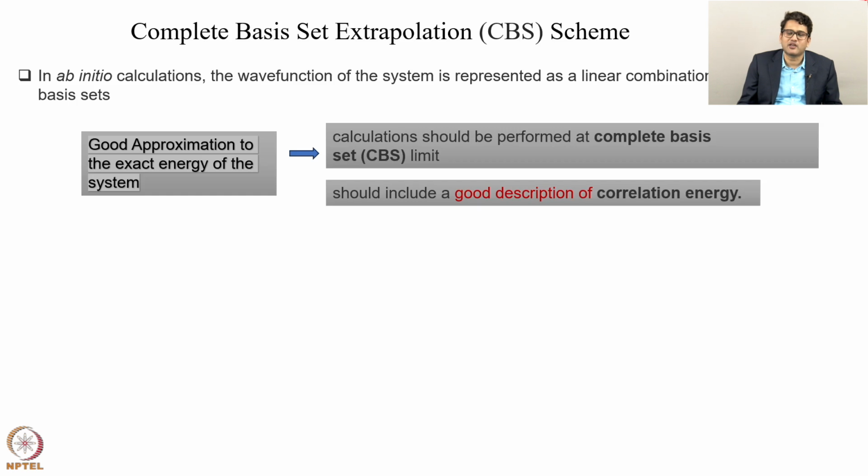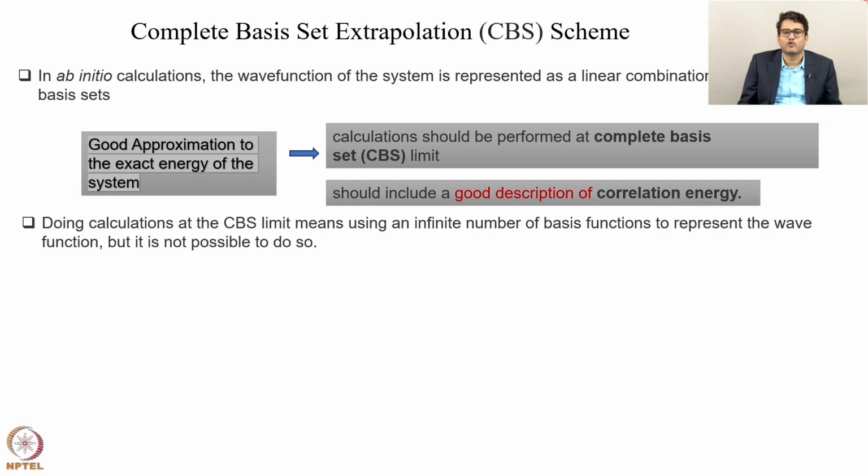Now, which approximation depends upon the system size and what kind of accuracy you are looking for, which I will call horses for the courses. Depending upon what kind of accuracy you need, that kind of electronic structure method you are going to use. Provided you can use a particular type of electronic structure method, doing a calculation at the CBS limit means an infinite number of basis functions to represent the wave function, but it is not possible to do.